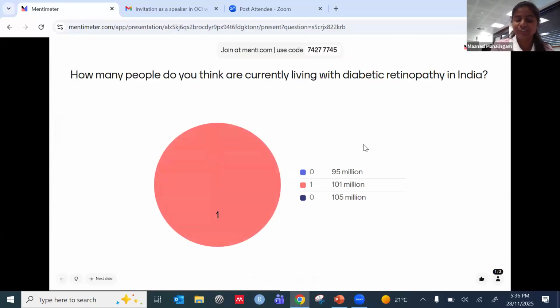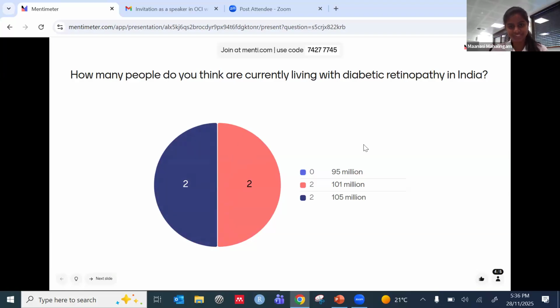Very good. So the question is, how many people do you think are currently living with diabetic retinopathy in India? Is it 95 million, or is it 101 million, or 105 million? You can take your guess. There is no right or wrong answer, so you can give whatever you feel. That's good. I'll wait for three more responses and then I'll jump into my presentation.